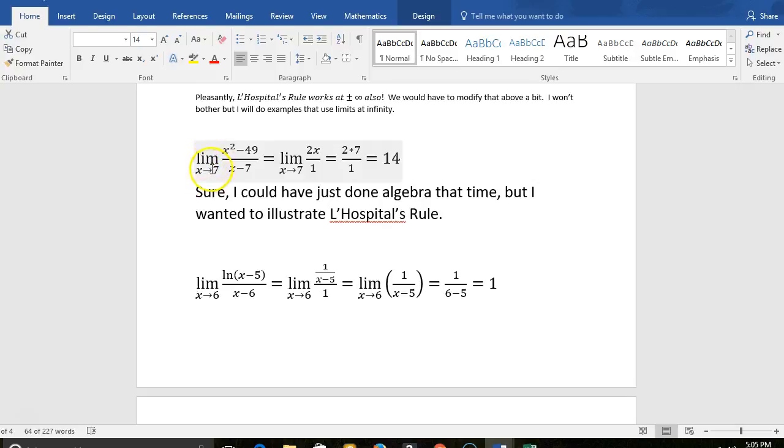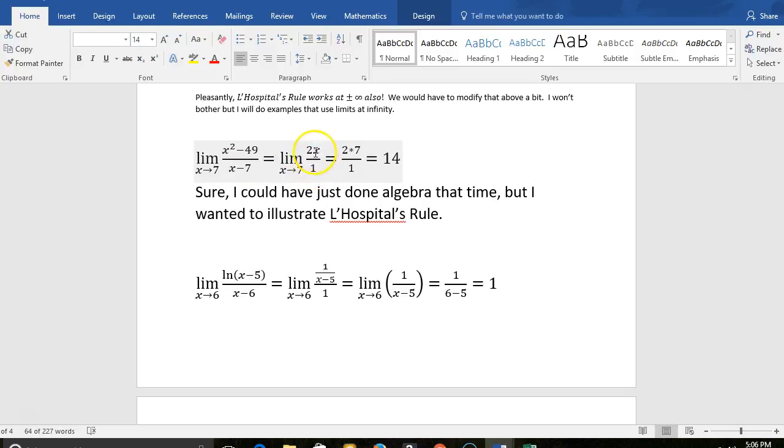The limit as x goes to 7 of (x squared minus 49) over (x minus 7). I know what you're thinking. I could just use the difference of squares and factor the top. But let's do L'Hopital's method. Let f(x) be x squared minus 49, and g(x) be x minus 7. If I differentiate x squared minus 49, that's 2x. If I differentiate x minus 7, that's just 1.